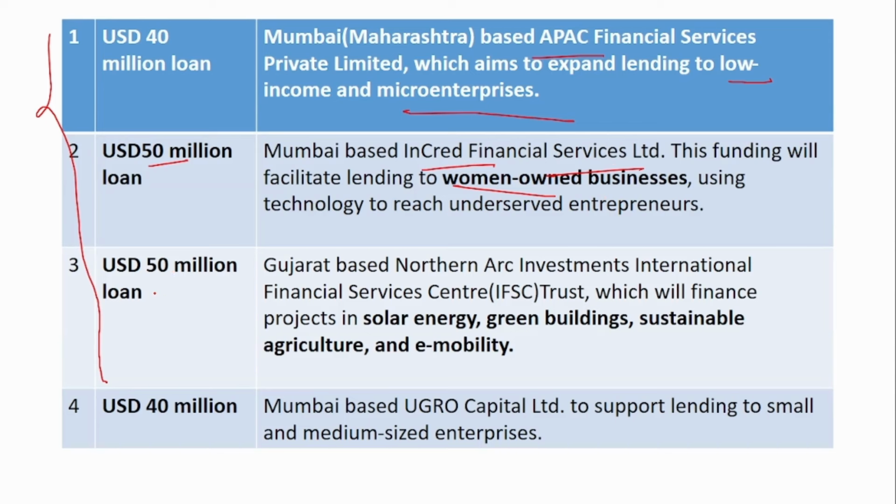Next, another $15 million loan will be provided to Northern Arc Investments. This will be invested in mostly green-related projects, like green energy or renewable energy projects such as solar energy, green building, and sustainable architecture. The last one is that $40 million will be given to Ergo Capital Limited, which in turn will provide money to small and medium-sized enterprises. So these are the major loans and where they will be put into use.